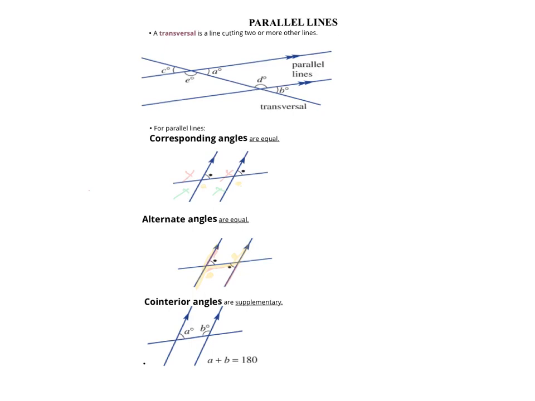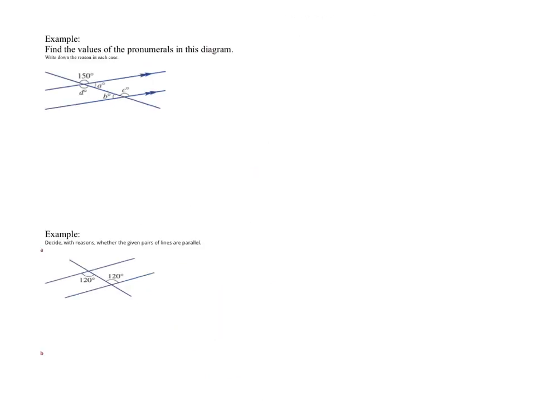Co-interior angles are also inside the parallel lines, but you can see that they are on the same side of the transversal, and in actual fact, they do add up to 180 degrees. Two angles that add up to 180 degrees we call supplementary angles. So also this one and this one, both inside the parallel lines on the same side of the transversal, they add up to 180 degrees. They are co-interior.